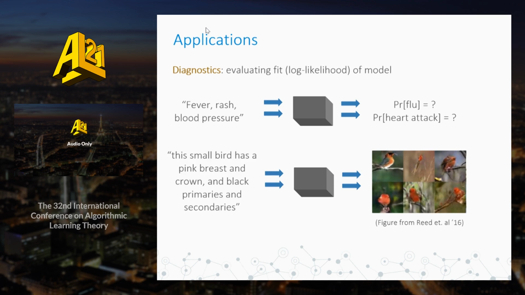Maybe we have a model that tries to map between modalities, and we give it a description of some picture, so a bird with a particular crown and color of their feathers, and we want the model to generate samples that look like this description.